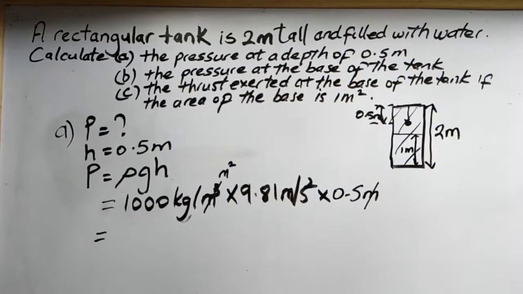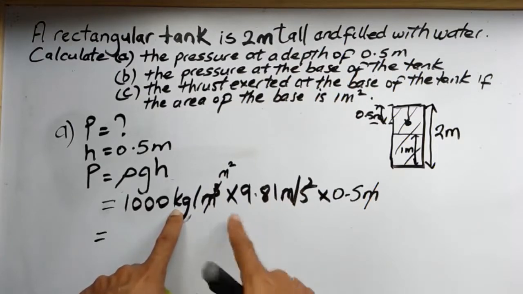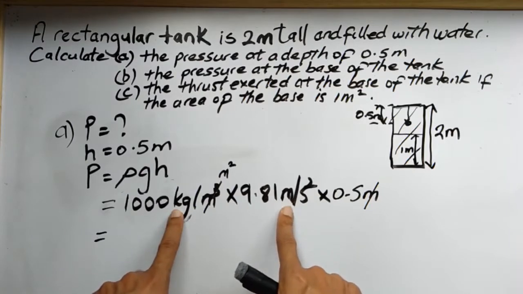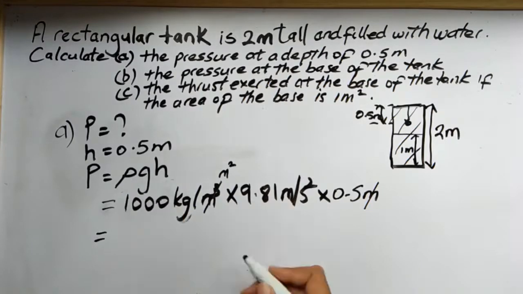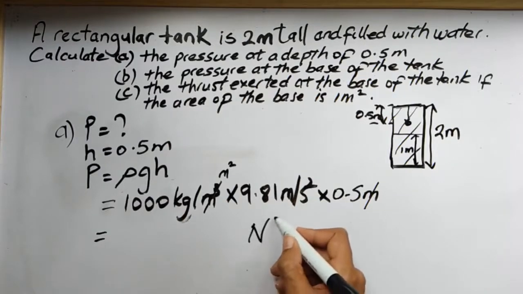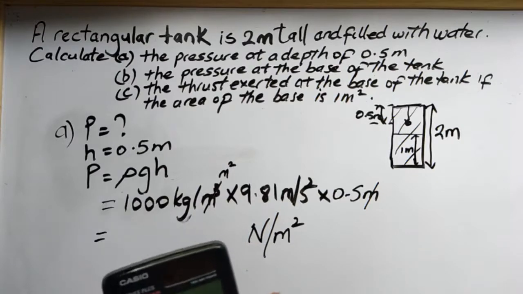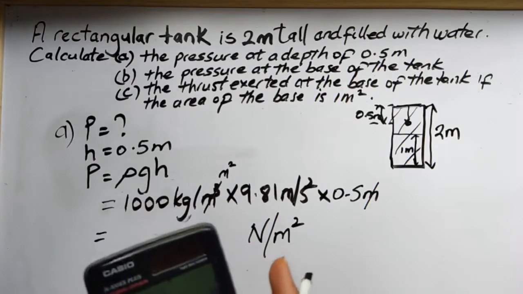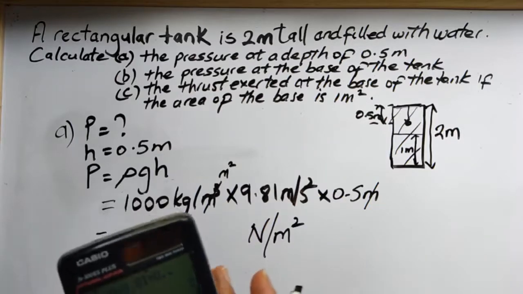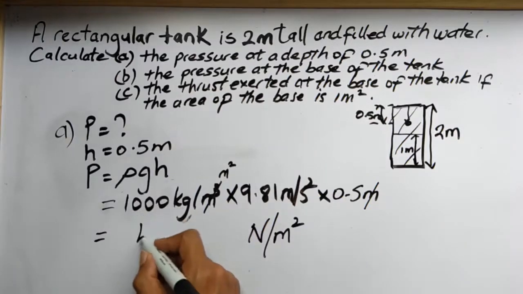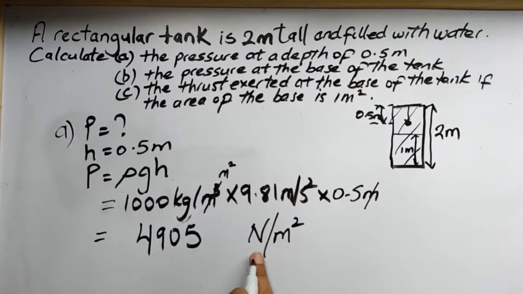Now, it might be a stretch for you to think about this, but consider this kilogram times meters per second squared, and we'll have the Newton. So we know that we'll get Newton per meter squared. We can recognize this later on as the Pascal, but for now we could perform that calculation. We have 1000 multiplied by 9.81 multiplied by 0.5, and that gets us 4905 Newton per meter squared.